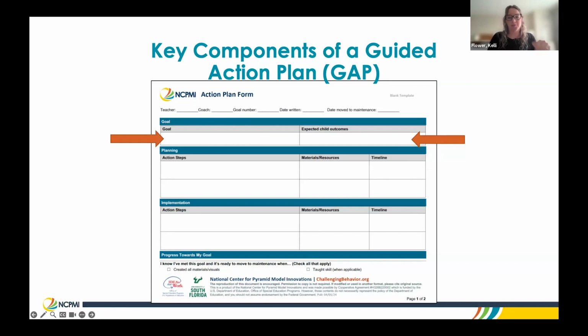And then moving on down, it is set up really nicely here because there is a space for planning. So when I am writing an action plan using a guided action plan template with my teachers, this is where we're going through and saying, okay, what materials do we need? Do we have them? If not, okay, well, your coach is going to have them to you by November 22nd. And then they know in that planning space everything they need to gather in order to start implementing it.